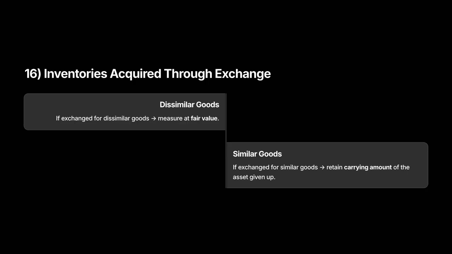Inventories acquired through exchange. If inventory is acquired in exchange for dissimilar goods, measure it at fair value. If exchanged for similar goods, retain the carrying amount of the asset given up. Document the basis and valuation evidence.